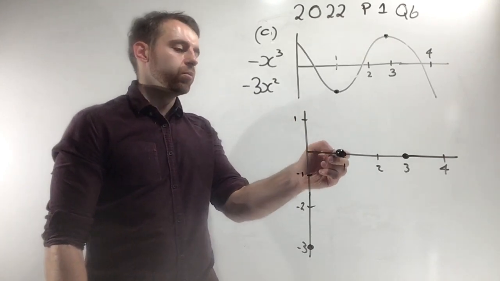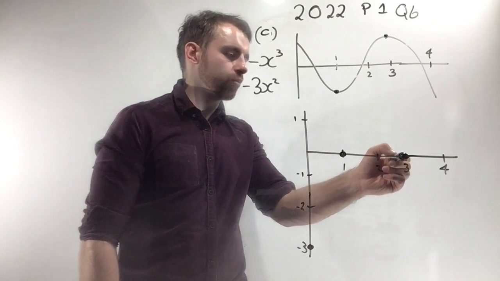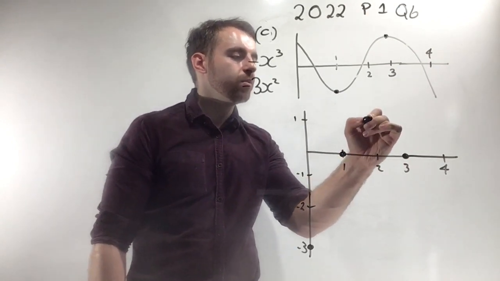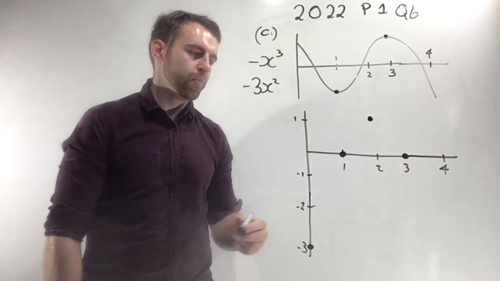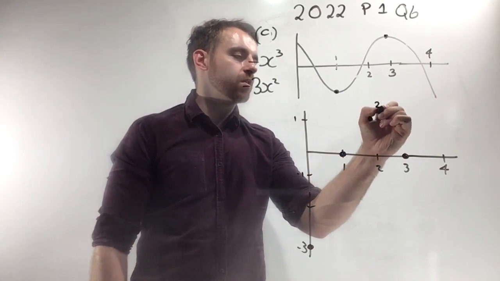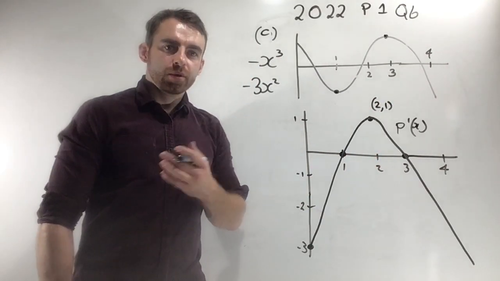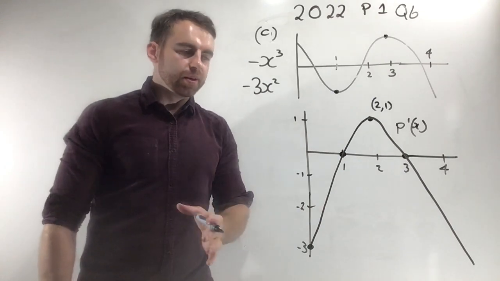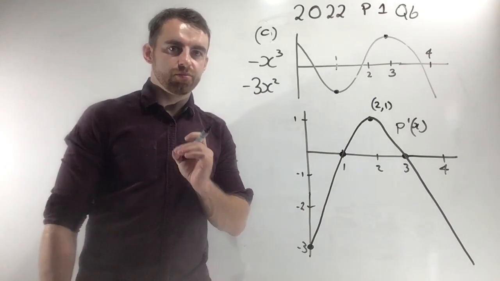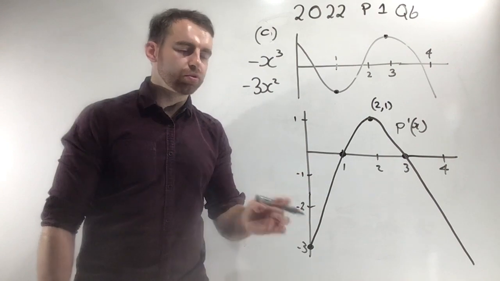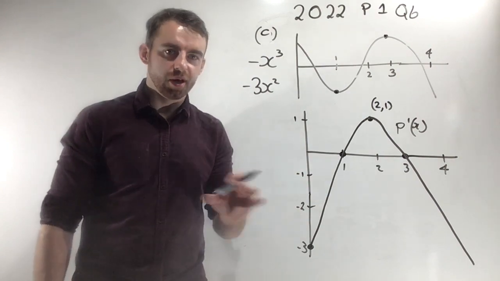And obviously if one of the roots is at 1 and one of the roots is at 3, then the maximum value is halfway between the two, it's here. So at the point where x is 2 and y is 1, that's the maximum value. One thing I would mention there, remember that it's a curve, so you cannot use your ruler. If it looks like you used a ruler to join your points up, then you'll be docked marks.